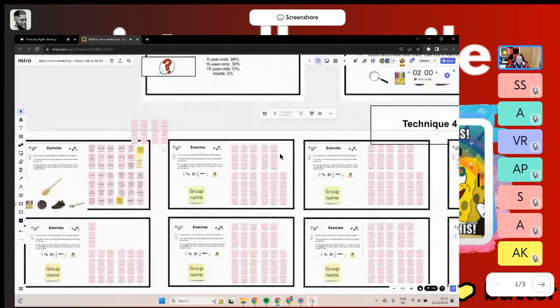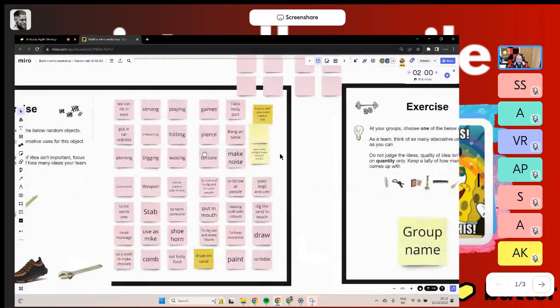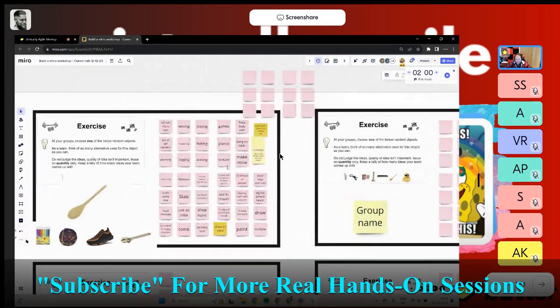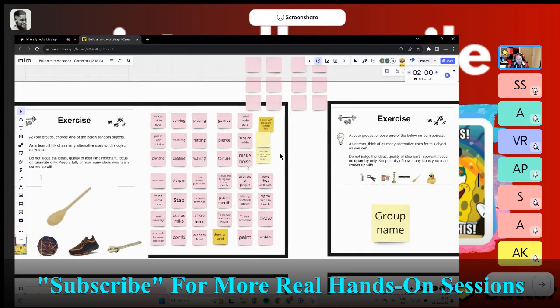So we got lots of ideas down. When I do this with other groups, often I make it a bit of a competition and see how many different ideas that one group can come up with against another. And sometimes there are some really funny ones that come up as well.